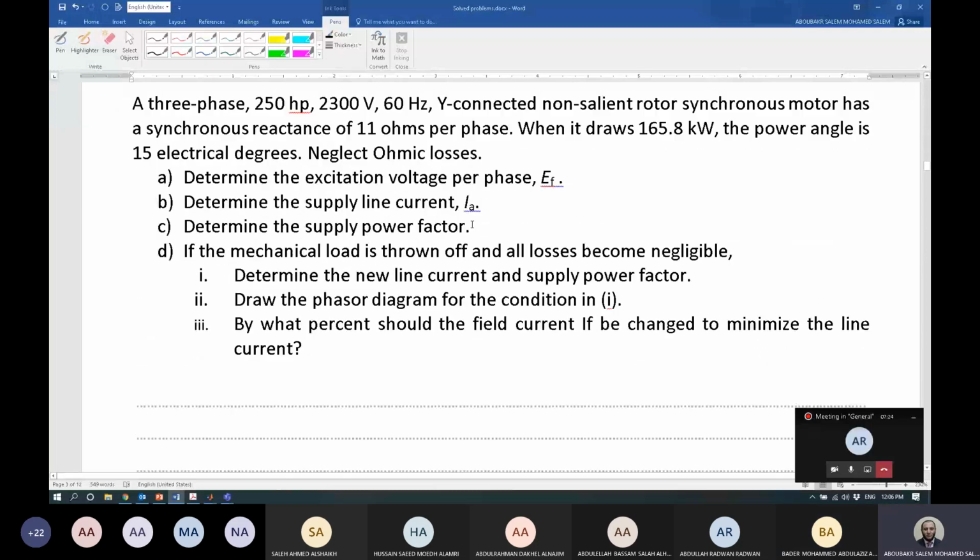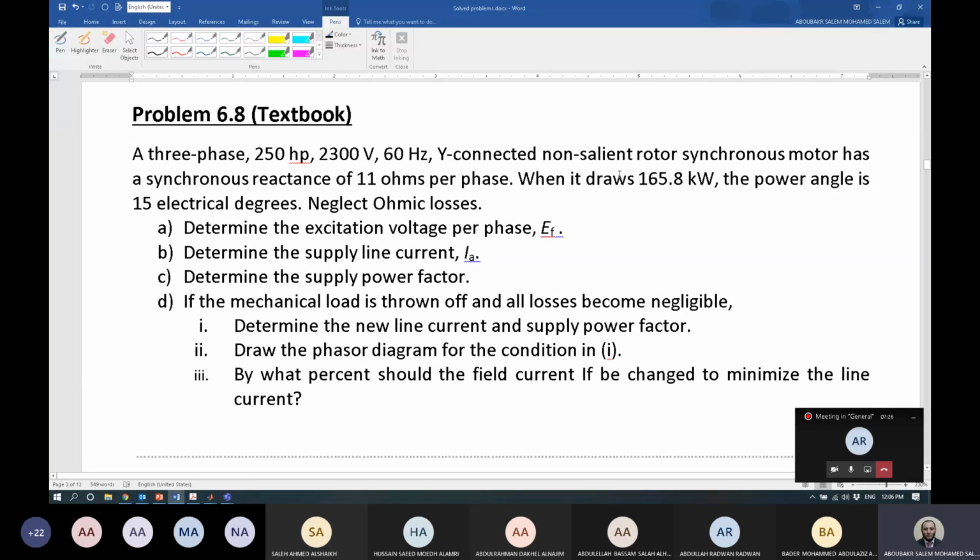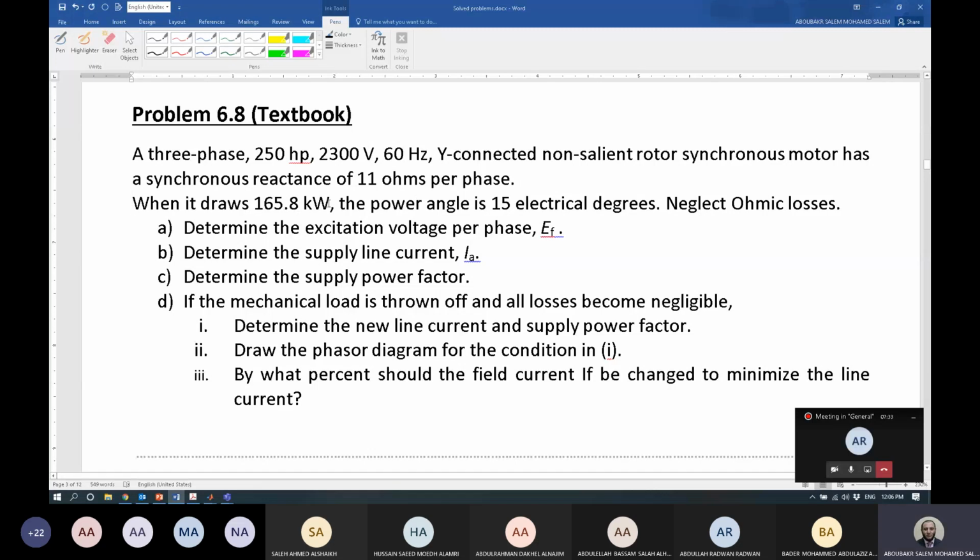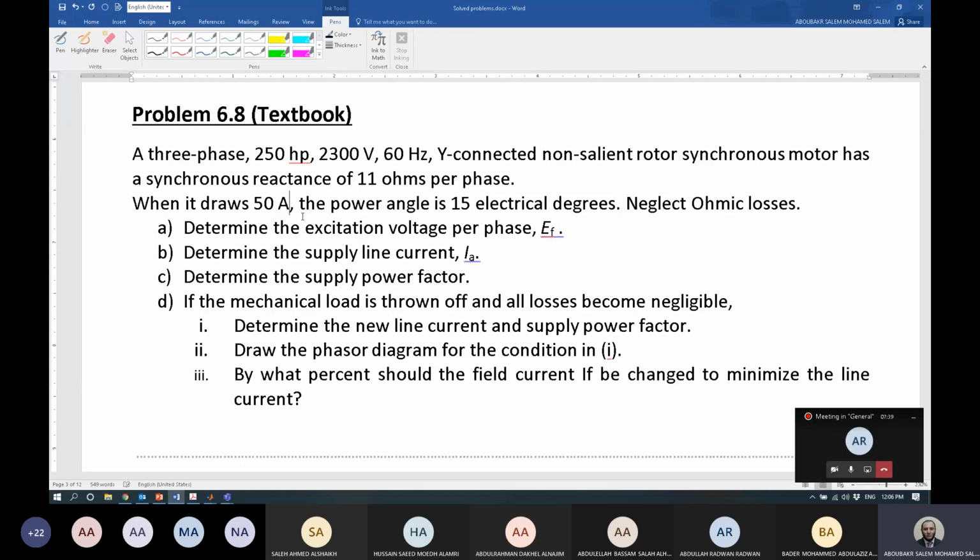Yeah, this problem, and here we have a certain loading condition. I will assume that the machine draws a current of 50 amps, and the power angle is 15. Yeah, this is all we need. Right. So as you can see, this is now not problem 6.8. This is another modified problem. Let's say external.